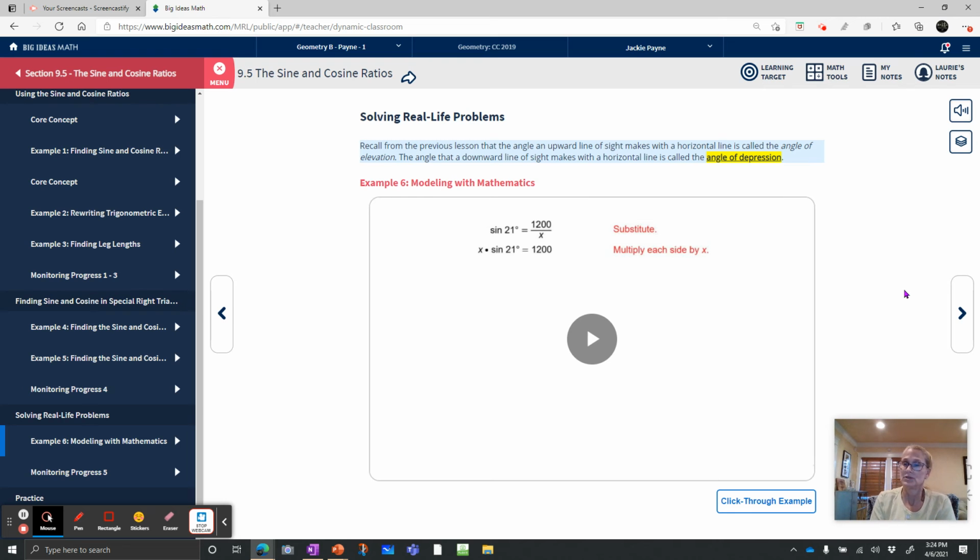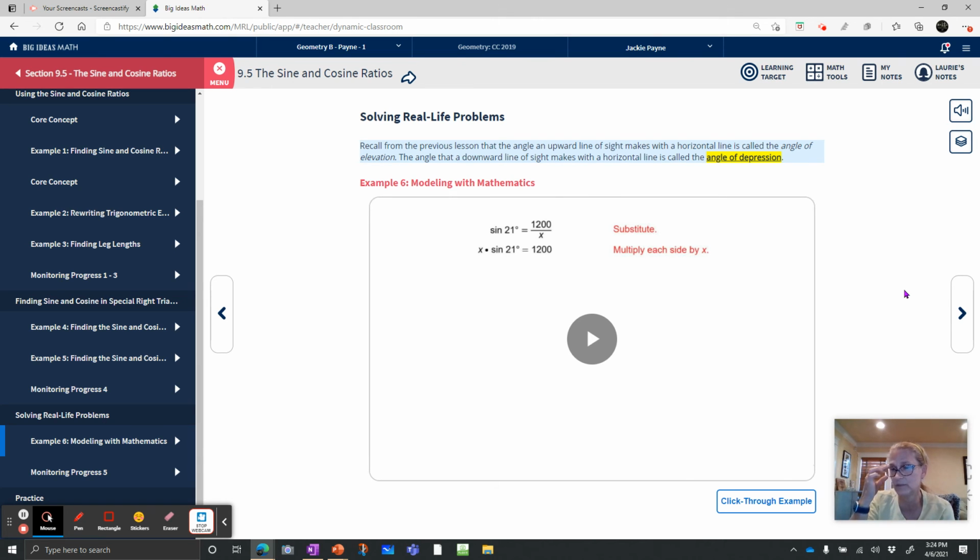real-life problems. So in section 9.4, I introduced the idea of angle of elevation. If you're looking straight ahead on the horizon, anywhere up, that's the angle of elevation looking up. But if you're, say, on the top of a building or the top of a hill, and you're looking down, then the angle between looking straight ahead and looking down is called the angle of depression. Recall from the previous lesson, and so that's what we're going to do some problems with now.